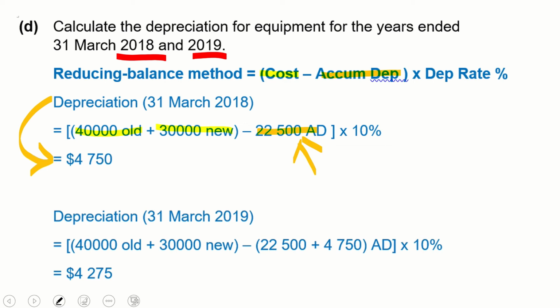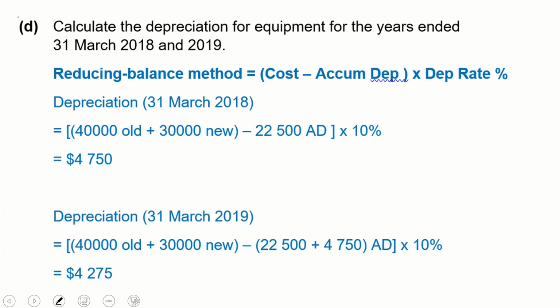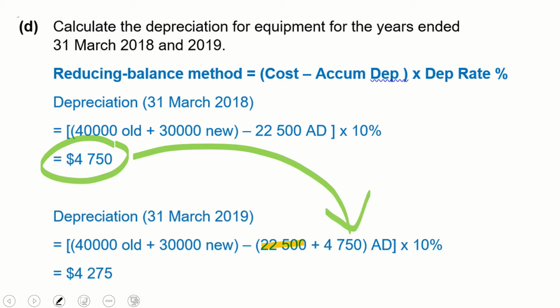In the second year, the formula is the same except that the accumulated depreciation amount will be different. So the accumulated depreciation is the total of all the depreciation. So you will need to take the accumulated depreciation that you had in the question, and you need to add on the depreciation from last year. So the original accumulated depreciation plus the depreciation from last year. Whole thing times 10%, which will give you 4,275.